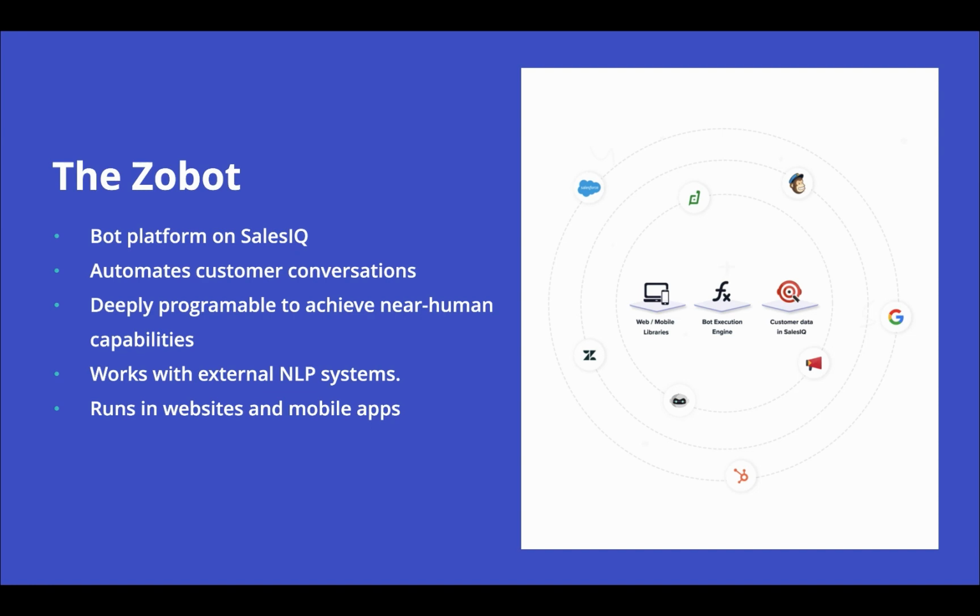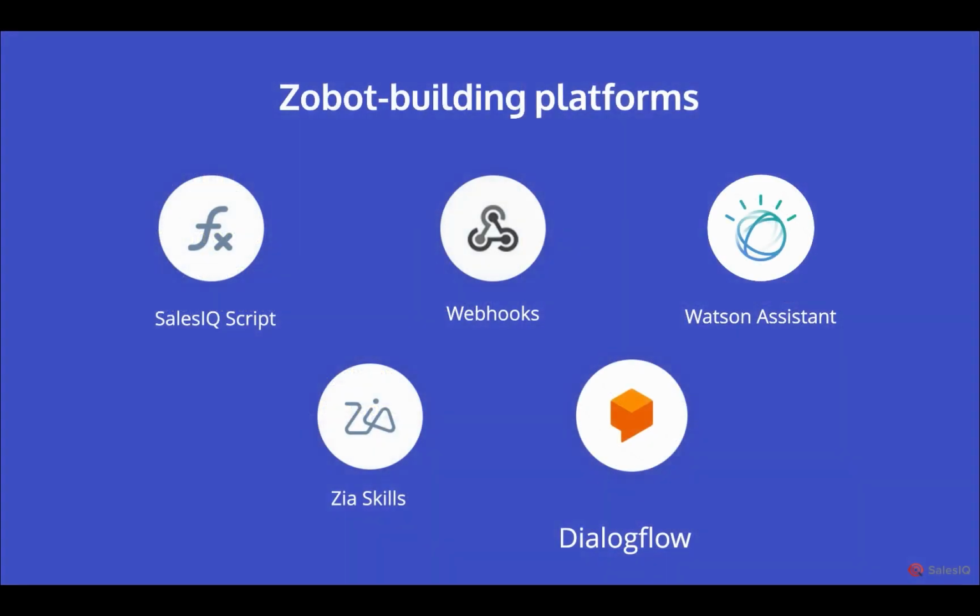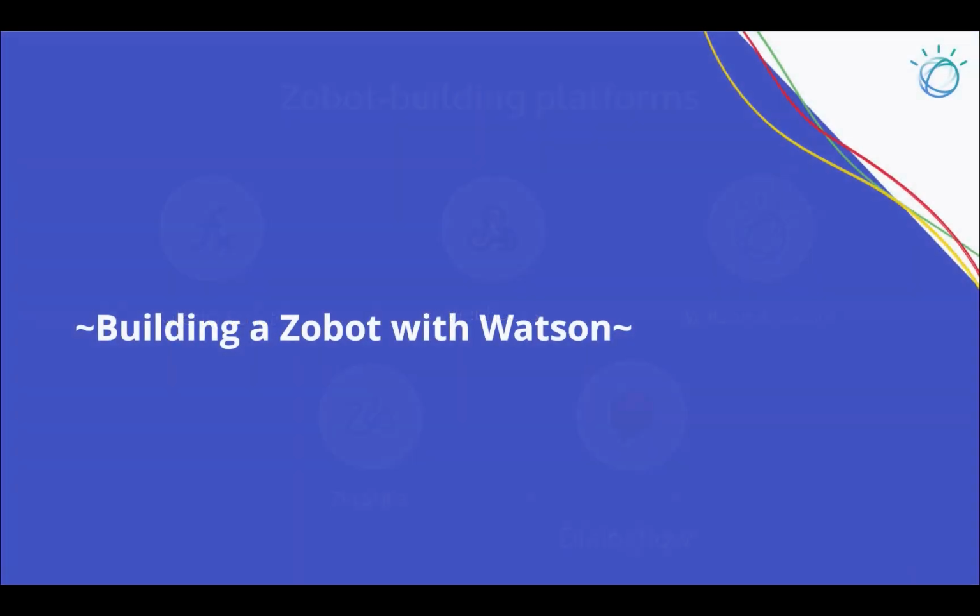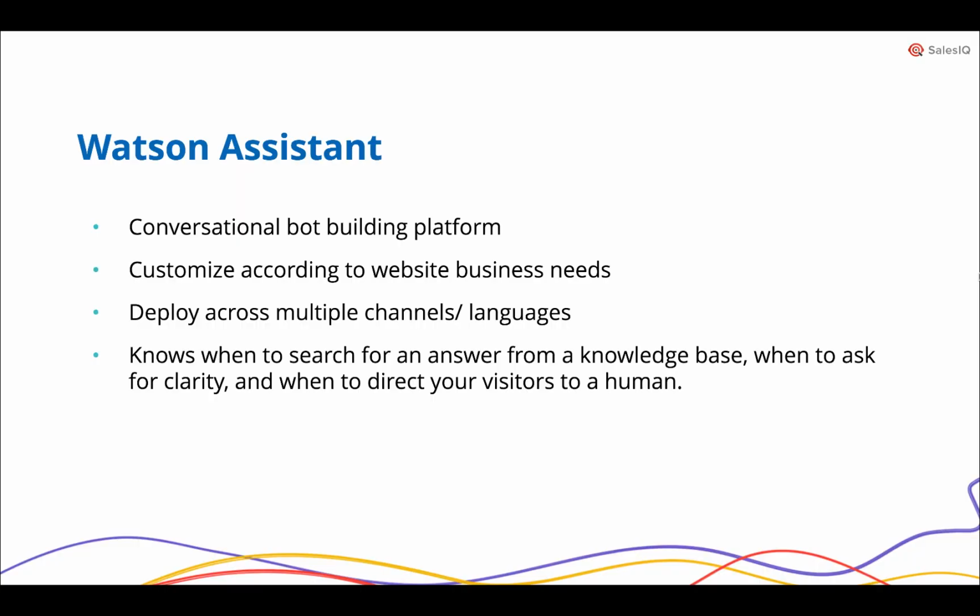These Zobots can be run on both websites and on mobile applications, so you have absolutely nothing to worry about. You can easily deploy them on your websites, web apps, or your mobile apps. Like we had already discussed, Zoho Sales IQ currently offers 5 different platforms to build your Zobots on. We have Sales IQ Scripts, webhooks, Watson Assistant, Zia Skills, and Dialogflow. In this webinar, we'll be focusing on the Watson Assistant.